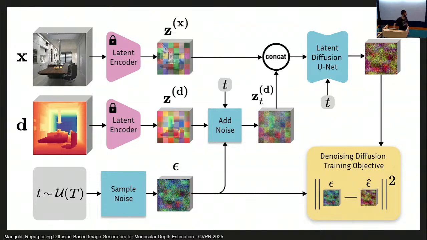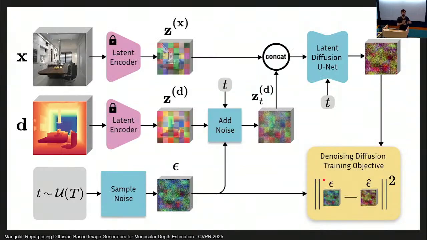So it's a straightforward thing. You have the prediction and you have the noise that you added. You compare the noises, backprop, and finally fine-tune your diffusion model.